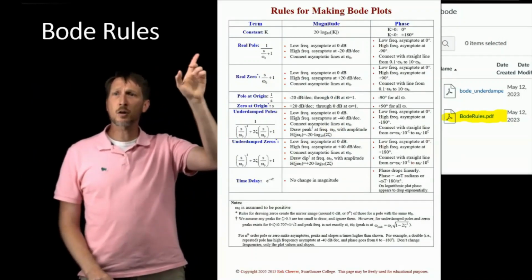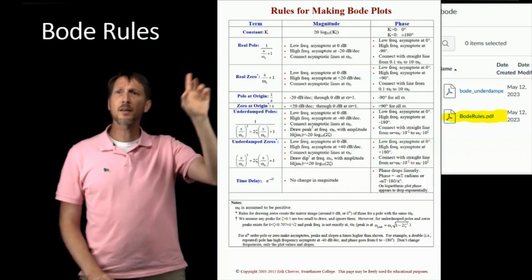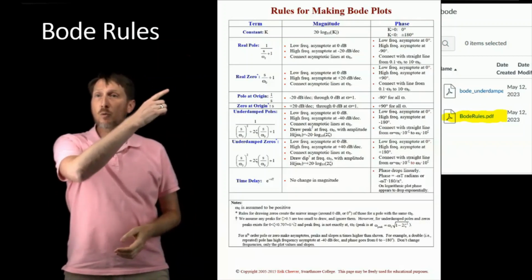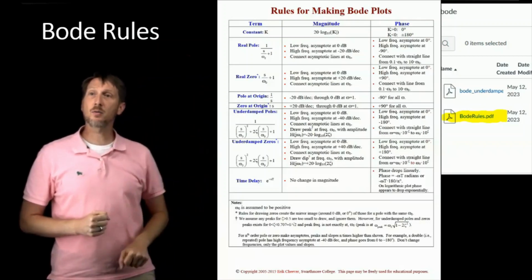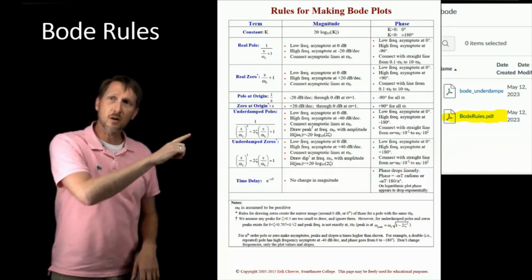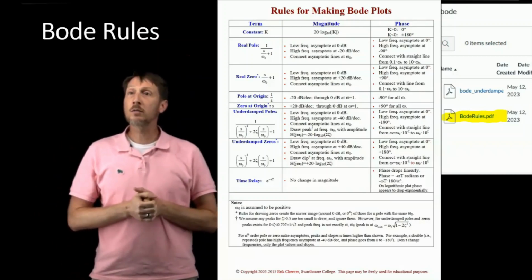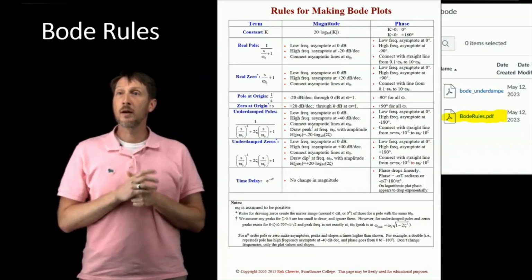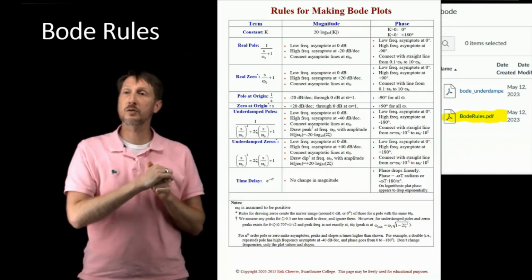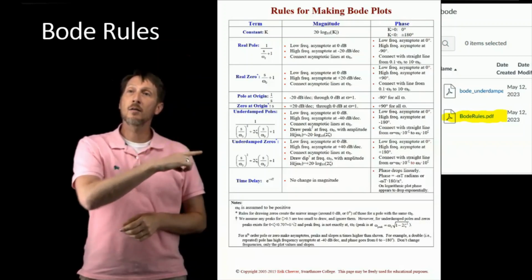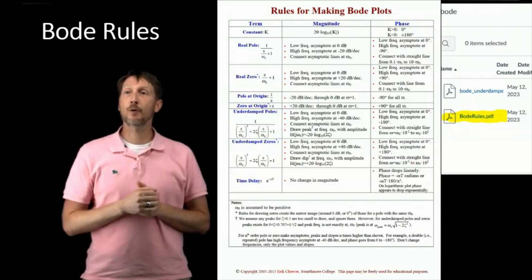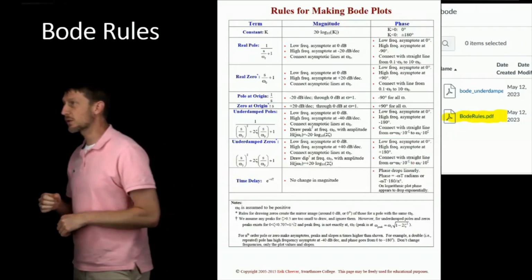But if you have a constant term out front, the way you calculate that is by taking 20 log of the constant term. If you have a real pole, it tells you how to deal with that. If you have a real zero, it tells you how to deal with that. One of the things we haven't talked about is a second order, a quadratic form, s squared. So here's the standard form for a quadratic pole or zero. And then the bullet points on how to deal with it for a magnitude plot and for a phase plot.